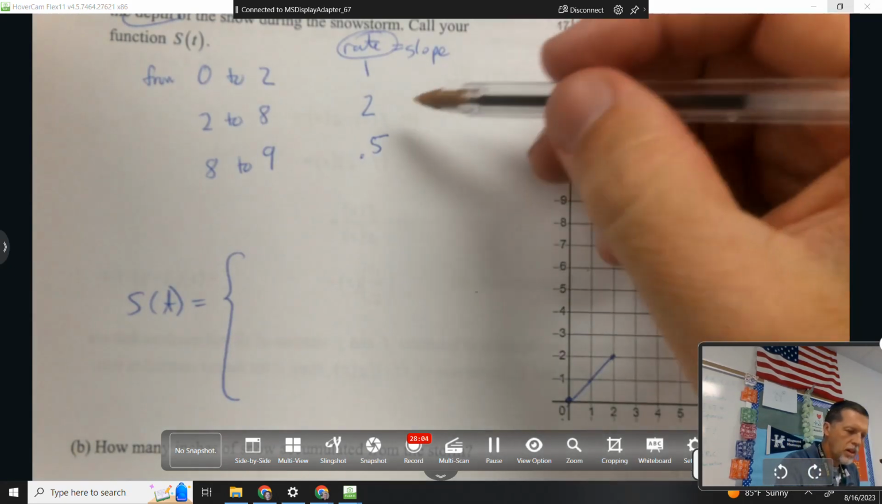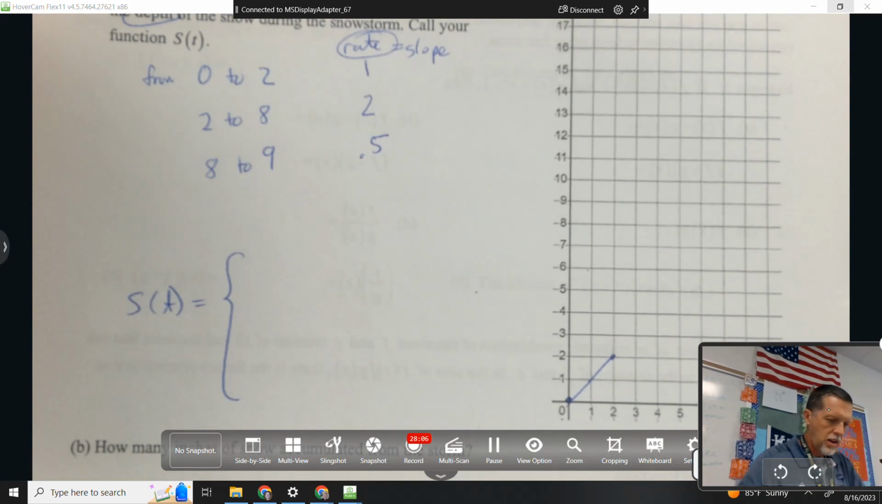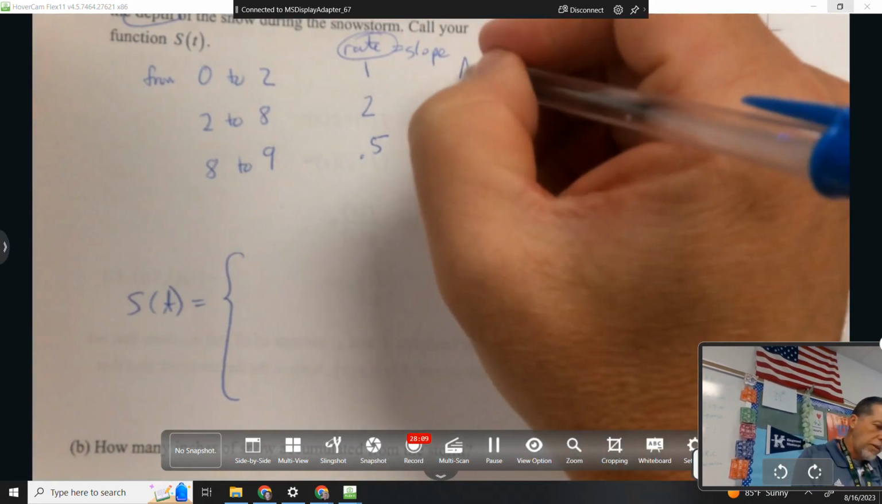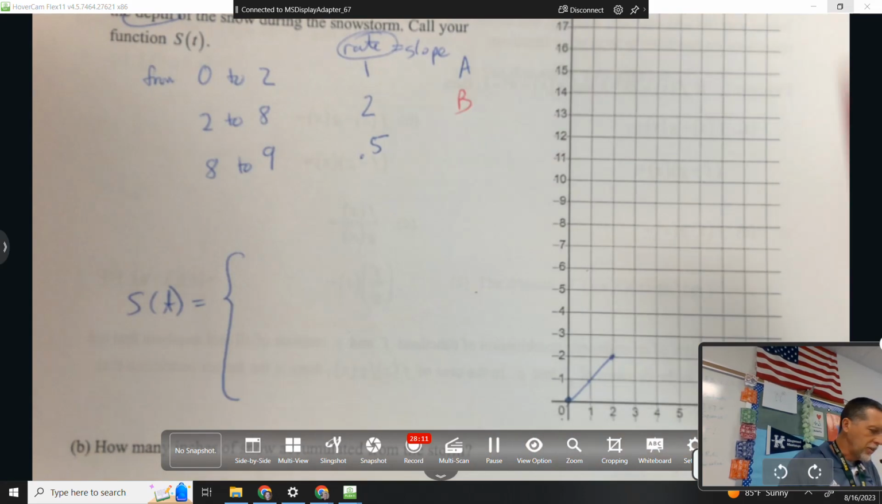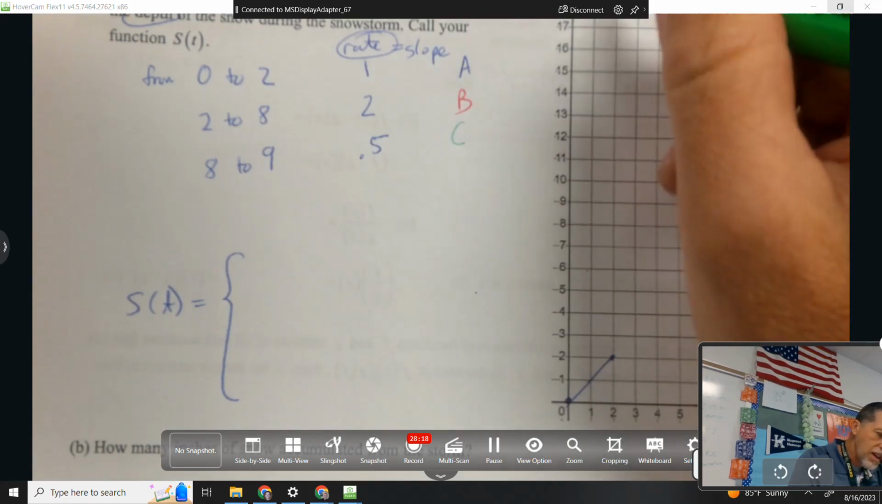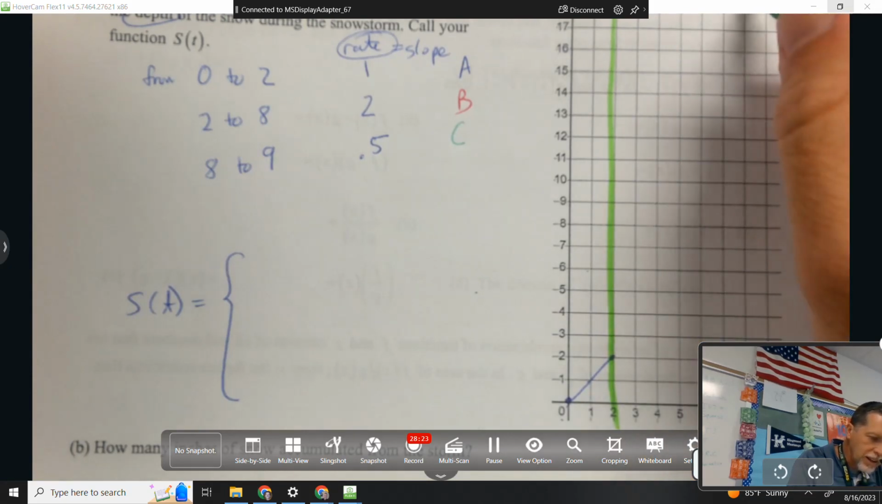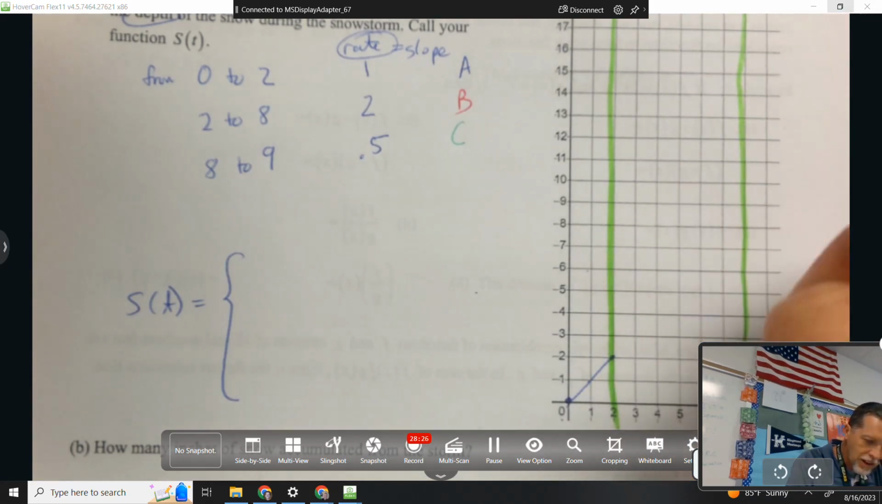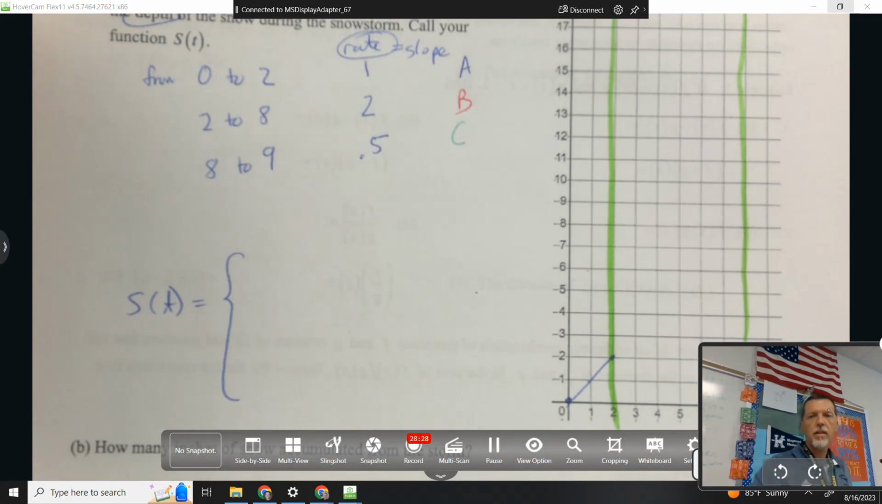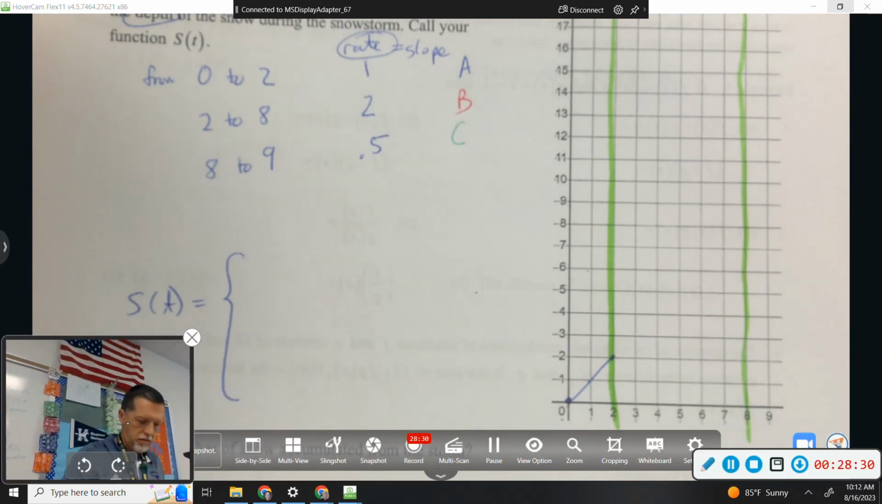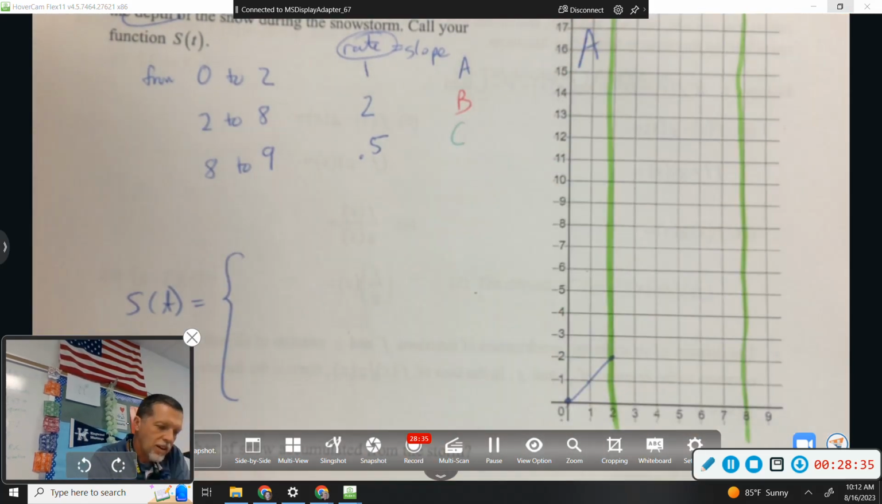All right, from 2 to 8, I want to sort of switch to my color-coded silliness here. So from 2 to 8, you really want to go overboard with the coloring and the walls. A little overkill here, but that's okay. Trying to keep things straight. So from 2 to 8, my slope is 2.